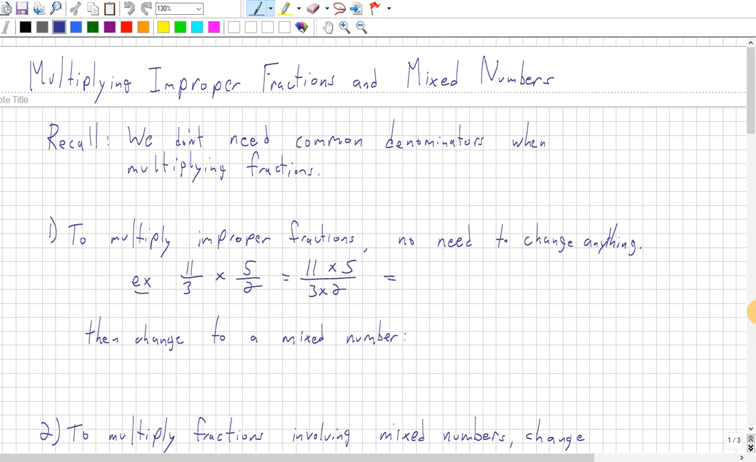In this lesson, we're going to look at multiplying improper fractions and mixed numbers. Very similar to multiplying just improper fractions, but we'll see what the difference is when we deal with mixed numbers here. So recall, we don't need to change any denominators.